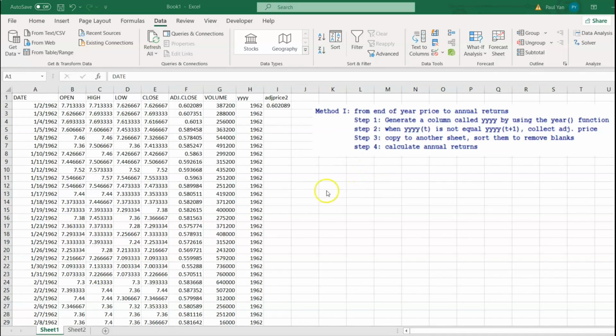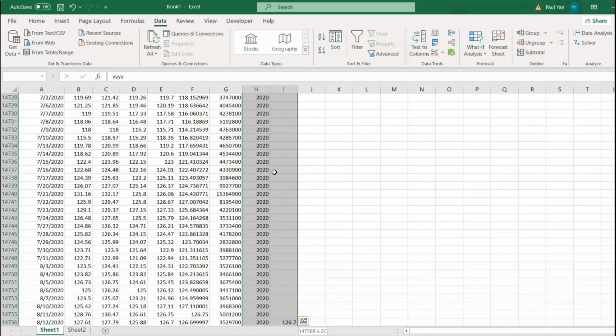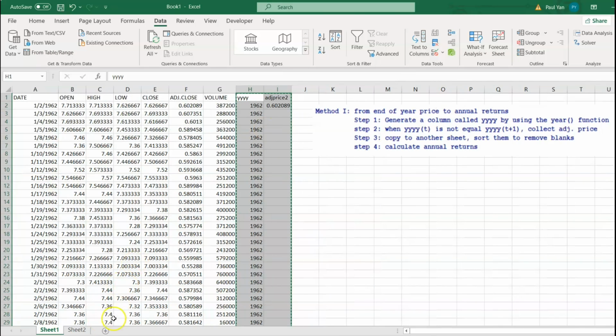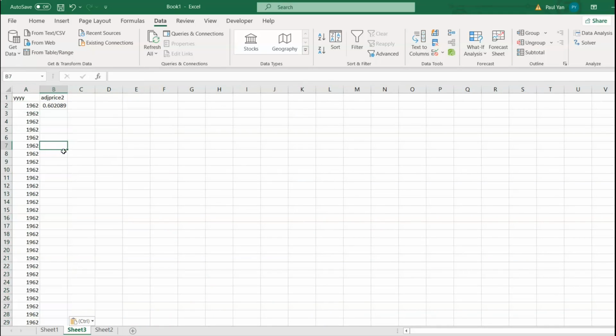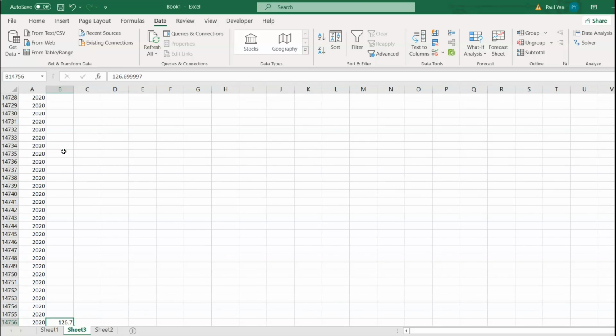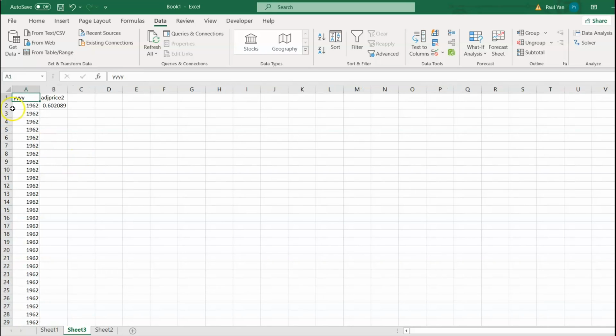Next we are going to copy these two columns to another spreadsheet. Control Shift down. So let's copy, go to another spreadsheet and paste it here. Let's press Control End. Now our intention is to remove these blanks.